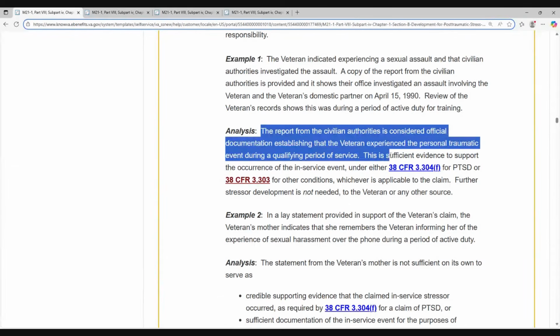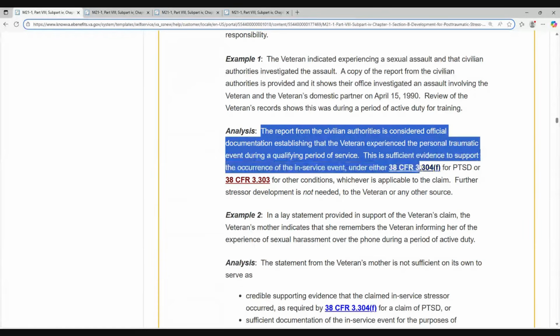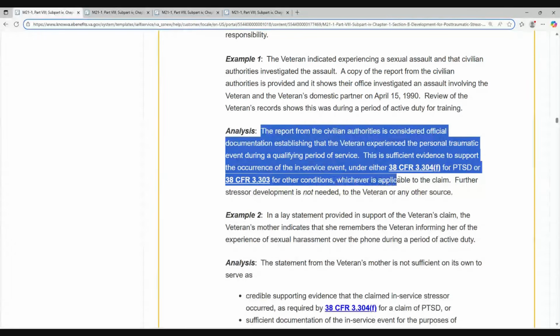This is sufficient evidence to support the occurrence of the in service event under 38 CFR 3.304(f) for PTSD or under 38 CFR 3.303. And that has to do with element two specifically, so the in service stressor, for conditions, whichever is applicable to the claim. Further stressor development is not needed. So this is what makes having the objective evidence more valuable. If you have the subjective evidence, you want to submit it, because that way we don't have to ask you as many questions.